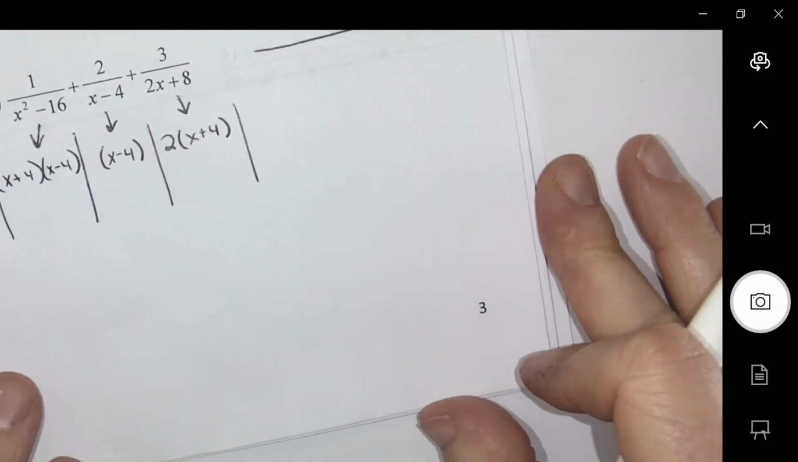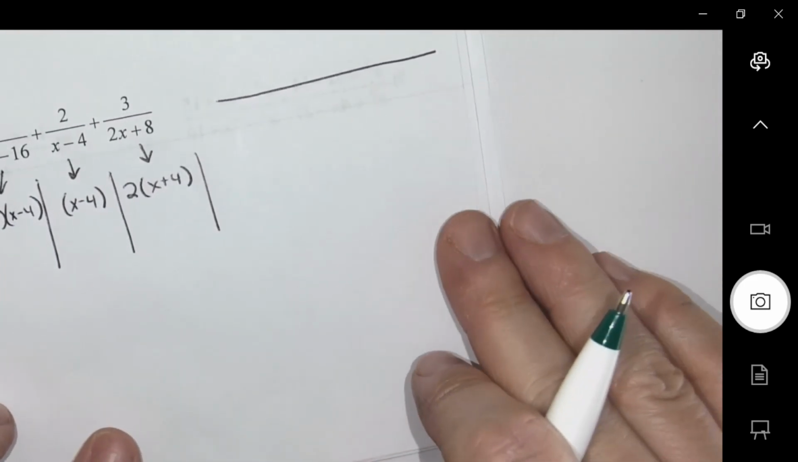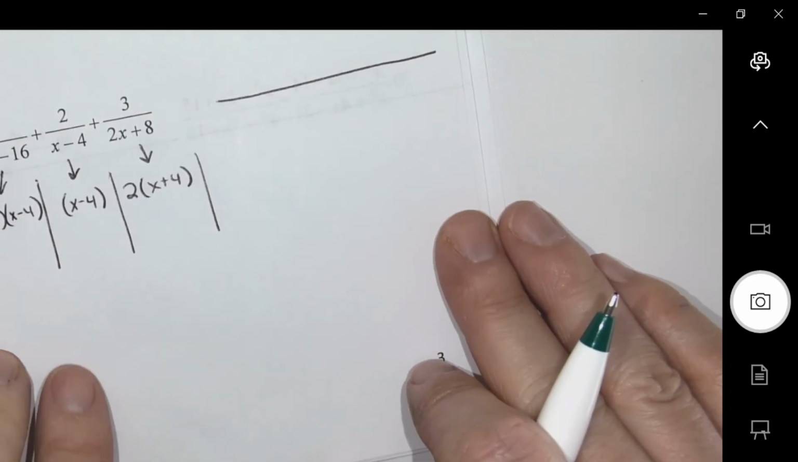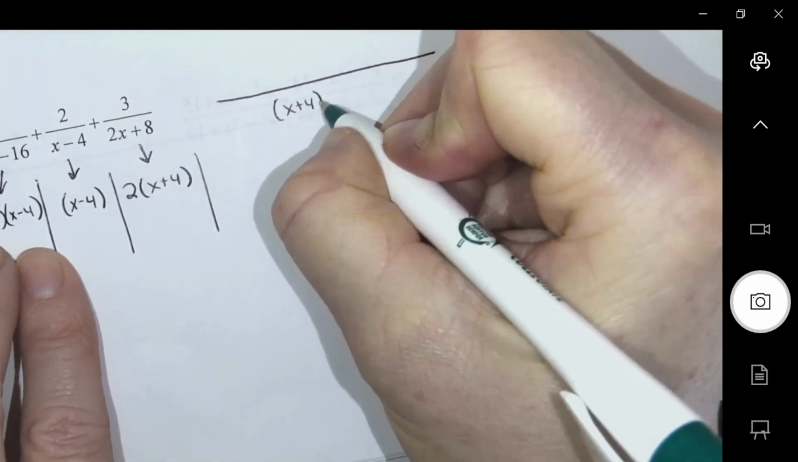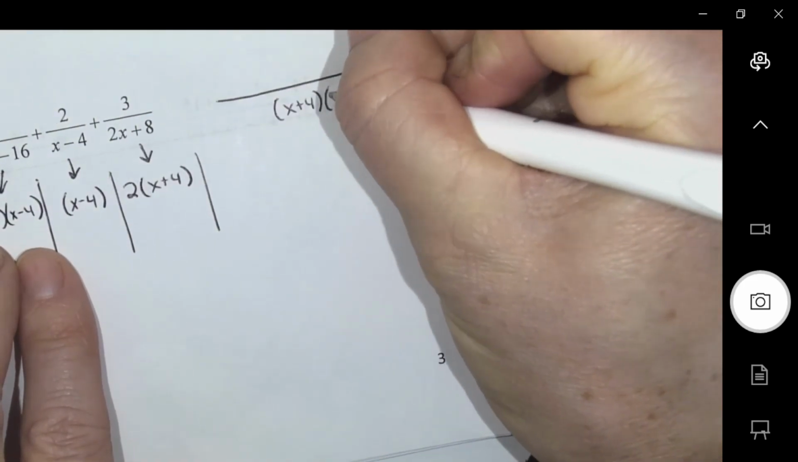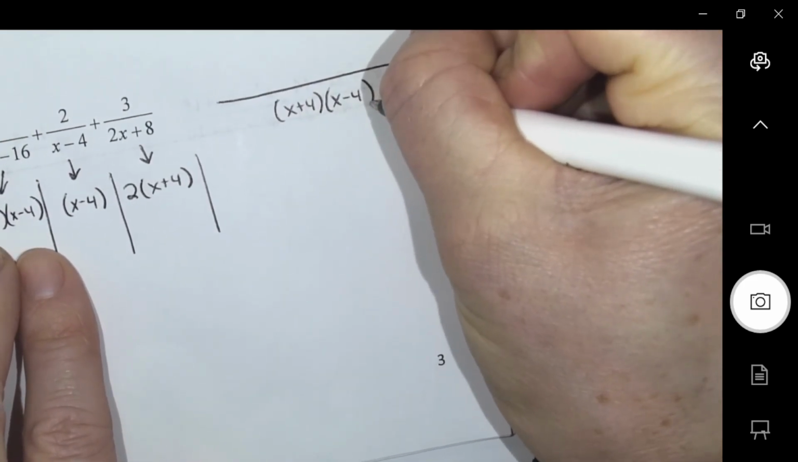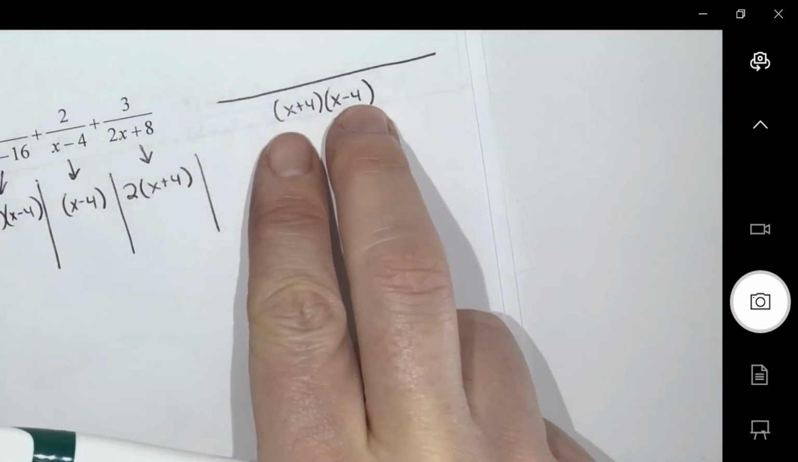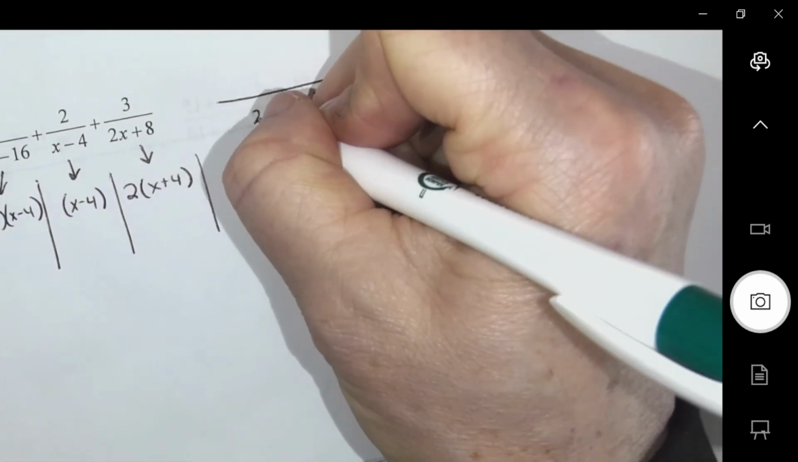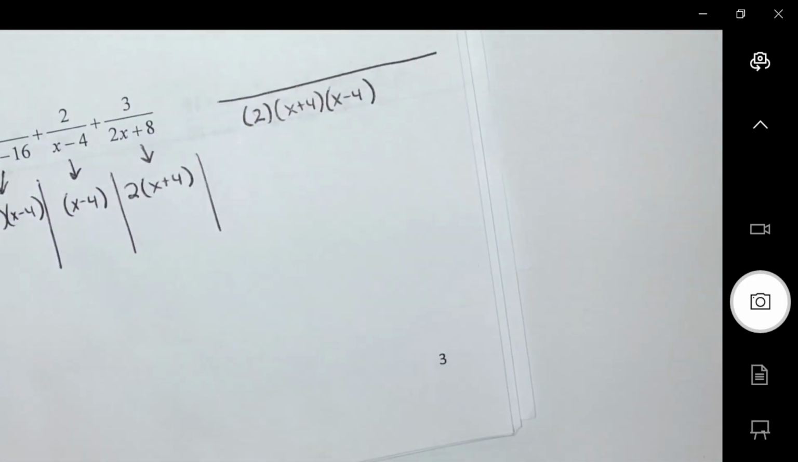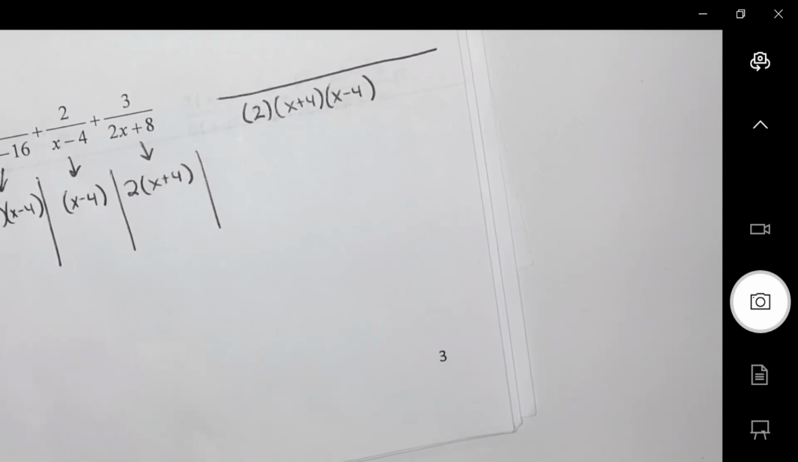Okay, it's time to choose my common denominator. So I need an X plus 4. I need a X minus 4. Okay, that fits in there. That one already fits in there. And I still need a 2. Okay, common denominator is good.